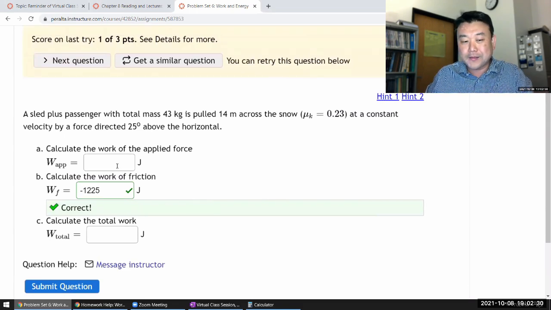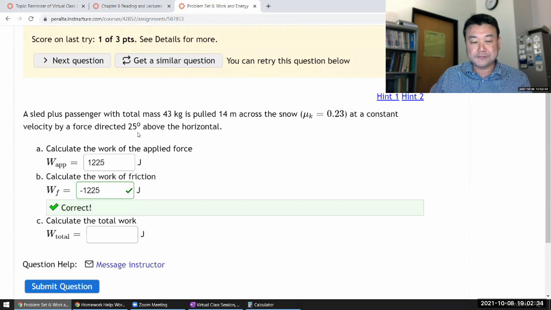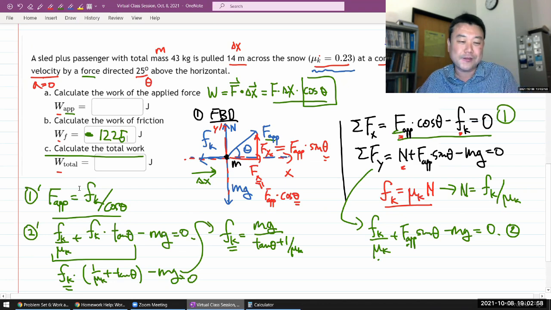The work done by applied force, I know it's 1225. And I could go back and do the calculation that I promised I would. I could plug in this friction force in here and then go through this work calculation. Oh, cosine theta will cancel. Oh, in fact, there you see basically the portion of the applied force that's doing work is going to be the same as the friction force. So that's another way to get 1225.